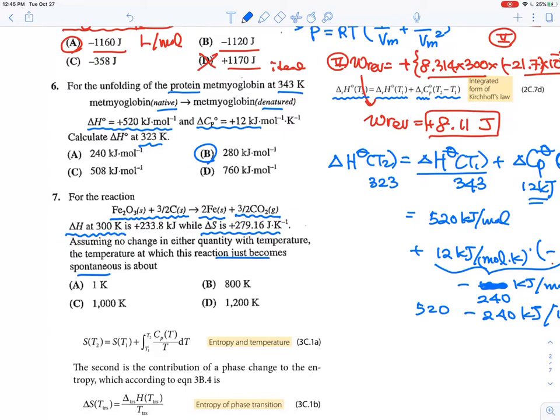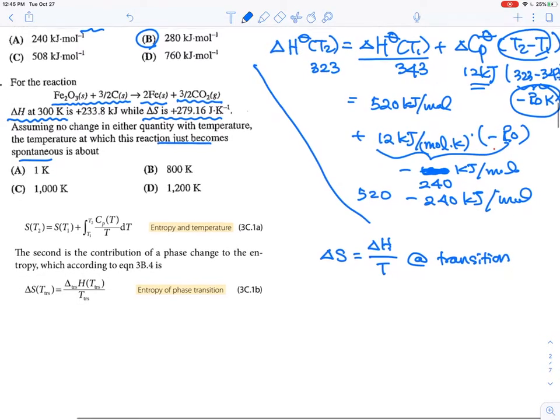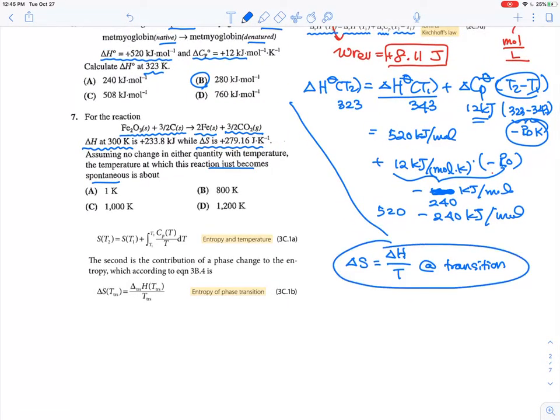So what's important here is delta S. So delta T over T at transition. Yeah. Thank you for the comment. I was looking at the screen. Yes, the temperature difference is minus 20. That's right. So delta S is that, and this is coming from one of the things.